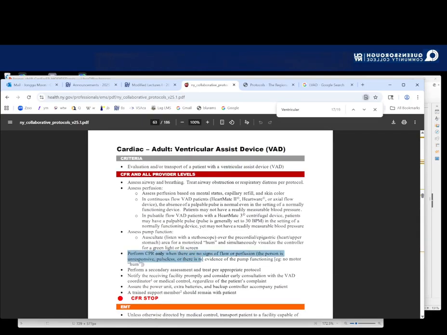Perform CPR only when there are no signs of flow or perfusion. How do you know there are signs of flow or perfusion if there's no heartbeat? Check skin color, temperature, condition. If there is adequate flow and perfusion, then the skin should be pink, warm, and dry.